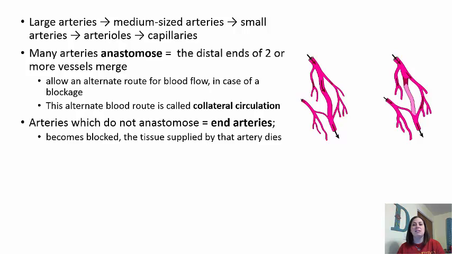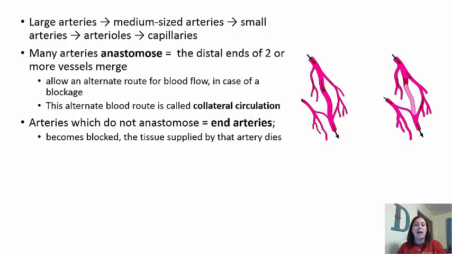This is where the distal end of two or more vessels actually merge together. This is a good thing because it allows for an alternate route for blood flow in case there was a blockage. This alternate blood route is called collateral circulation. Okay, so you can see in the picture over here, you have the one vessel where there are multiple ways that the blood can travel to where it needs to go. In the second picture, it shows that there's a blockage, but the blood still gets to where it needs to go because there were alternate routes.